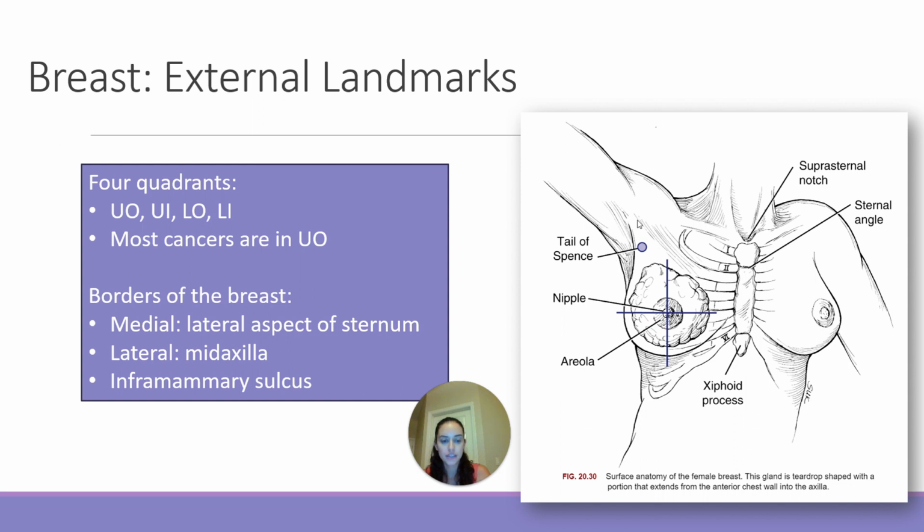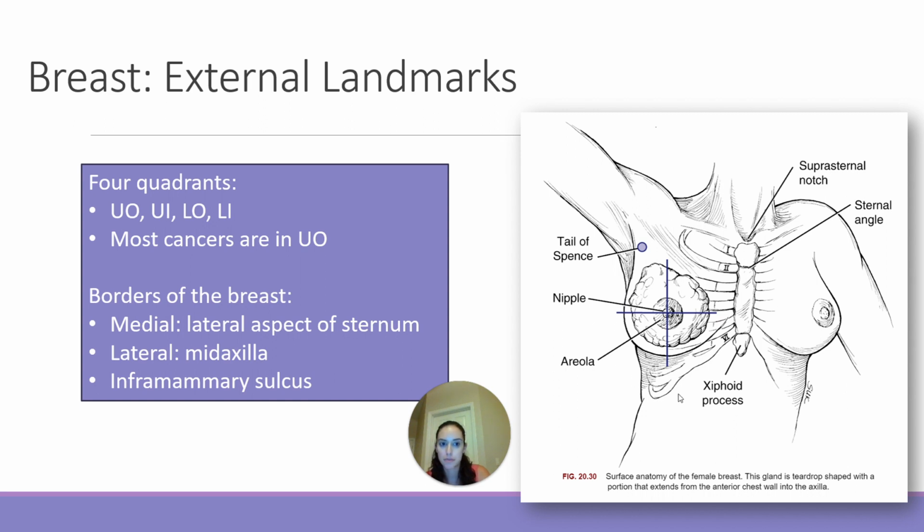And then the lateral aspect of the breast is actually marked by your mid-axillary point. So if you were to turn around and find that space at the mid-axilla, that's actually where the lateral border of your breast lies. And then the inframammary sulcus is where your breast attaches inferiorly. That could be the lower border. If your breast is large and it hangs below the inframammary sulcus, then your inferior border will go obviously along with the breast tissue.